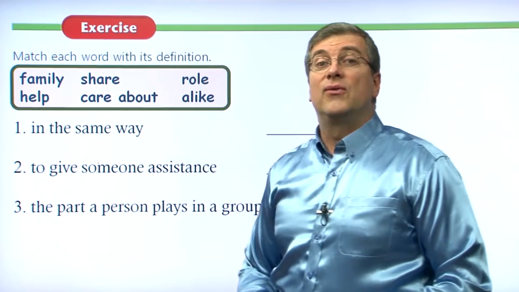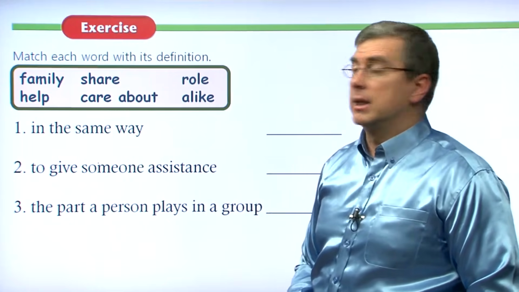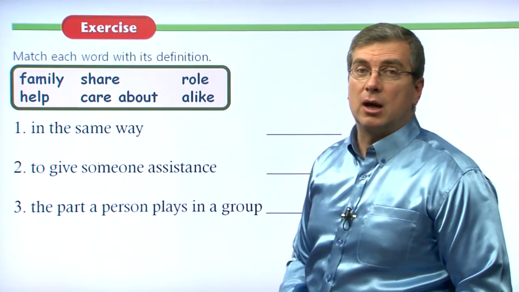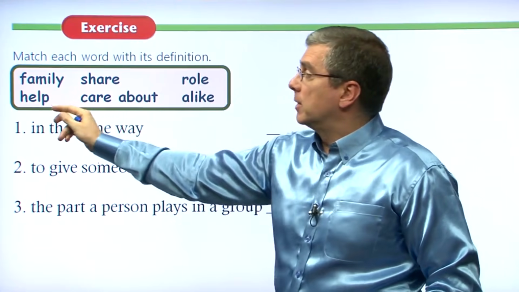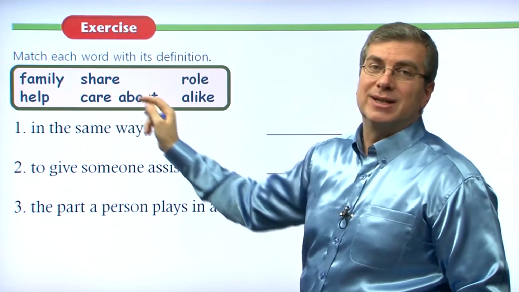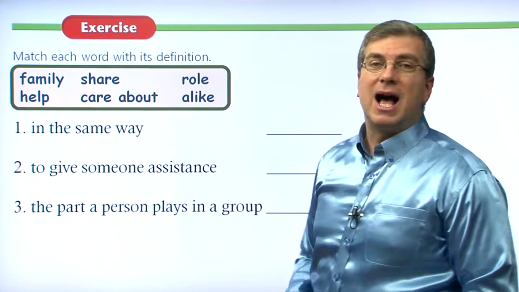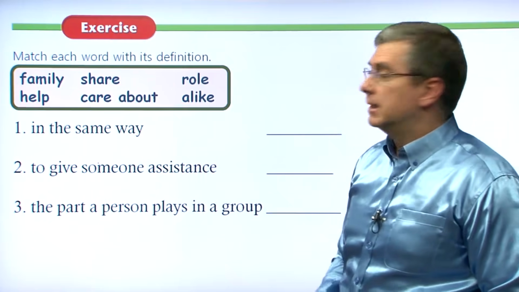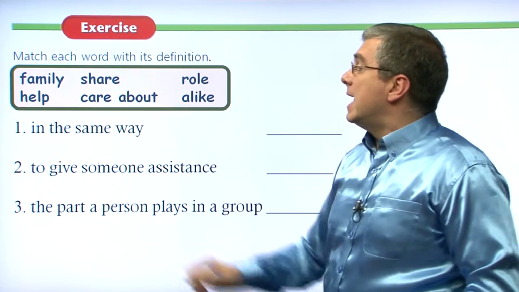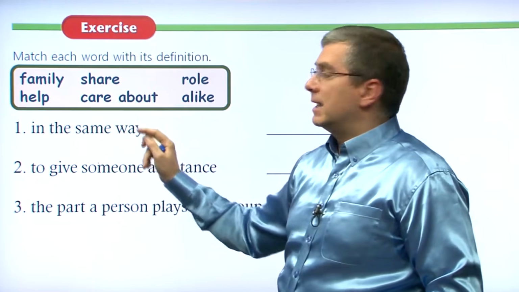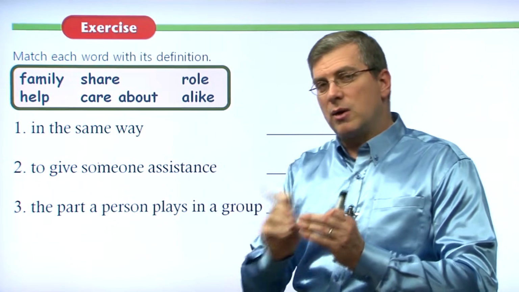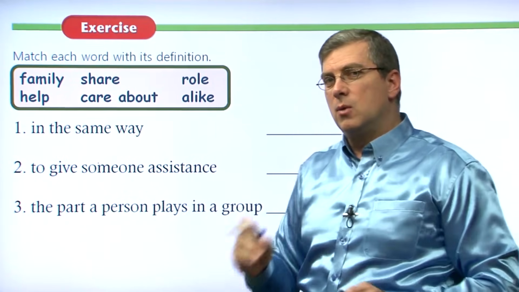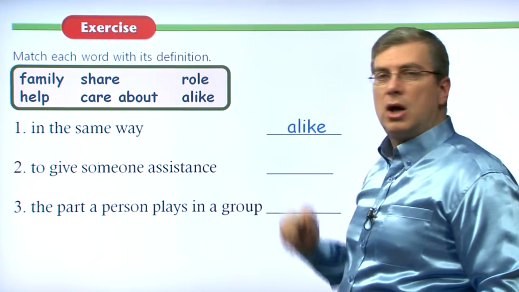Let's take a look at the words. First word, family. Next one, share. Role. Help. That's easy. Care about. And alike. So let's take a look at these definitions. In the same way. So if people look in the same way or they act in the same way, what is that? Of course, they are alike.